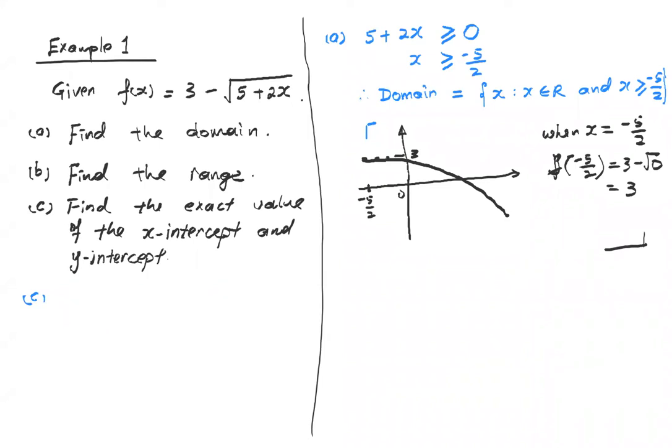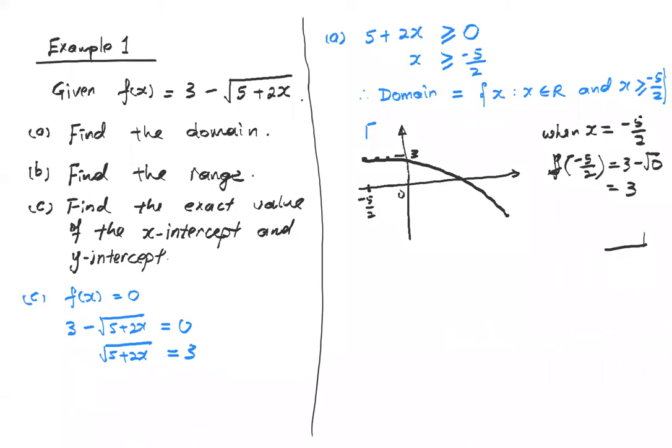So now, if I want to find the x-intercept, I put f(x) equal to 0, am I right? Oh, no. You see what happened to me today? I put f(x) equal to 0, which means 3 minus square root of 5 plus 2x equals 0. So square root of 5 plus 2x will be equal to 3. Am I right? So the inverse of square root will be square.